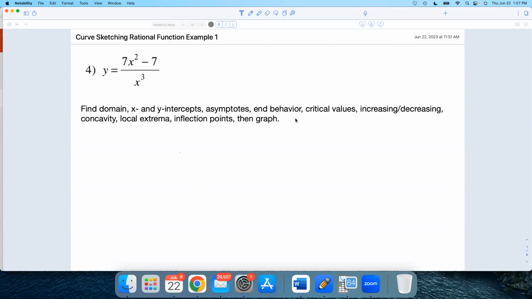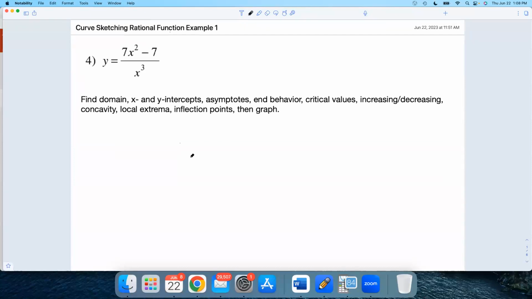We find all our critical values by finding places where the derivative is 0 or undefined. We do a sign chart for the derivative. That'll give us where the function's increasing and decreasing and help us find our local extrema, local maxes and mins. We find our second derivative, use that in a sign chart to find our concavity, where we're concave up and concave down, and our inflection points, and we put that all together on a graph. Same steps every time.